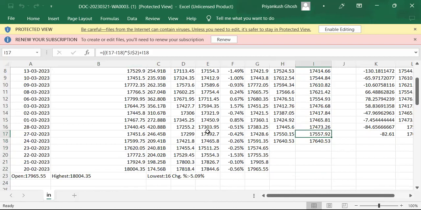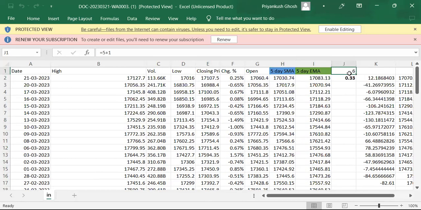E17 minus I18. Now what is E17? So E17 is this, which is the closing price of that date, minus I18. So I18 is your exponential moving average of the previous day. Okay, into J2. Now what is this J2? Okay, so what is this? 5 plus 1. And we are calculating 5-day moving average, right? So N. So if we are calculating N day moving average, if it is 5 or 10 or whatever, if it is 10, then it will be 10 plus 1. If it is 5, it is 5 plus 1.